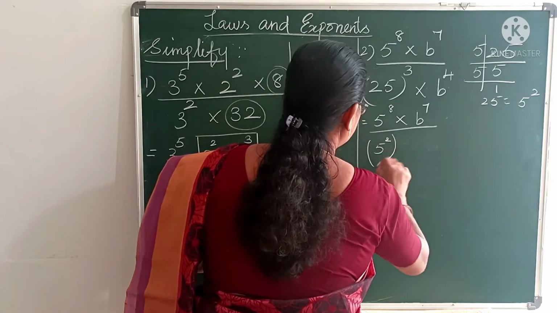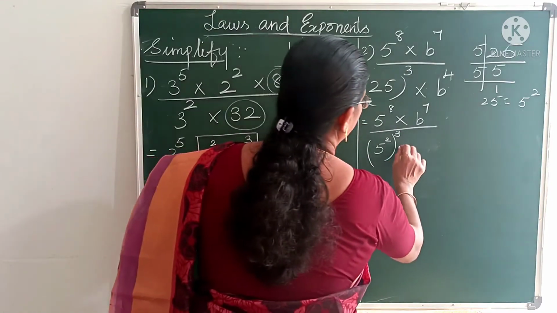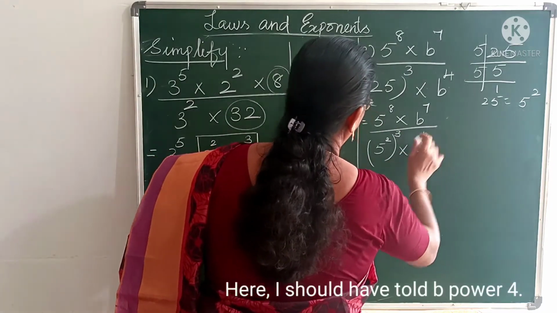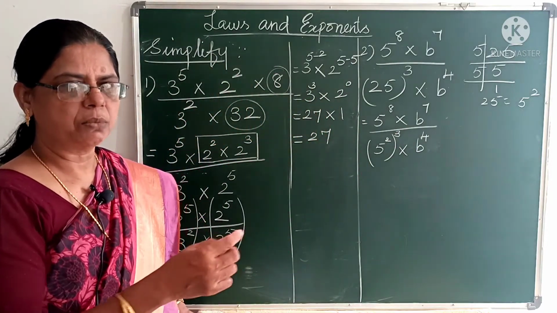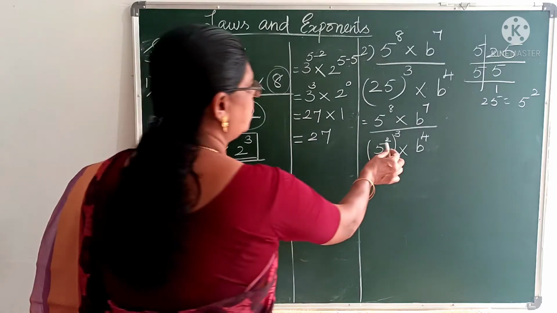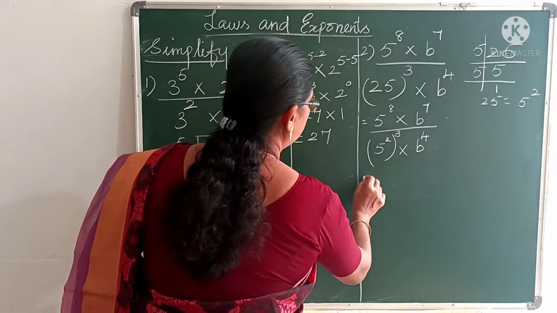So next step, 5 power 8 into b power 7 upon, in its place you put 5 square and then already 3 is given. So there will be double powers into b power 7. Now if there are double powers, what will you do? You have to multiply the power. So 2 3s are 6. So the answer will be 5 power 6.